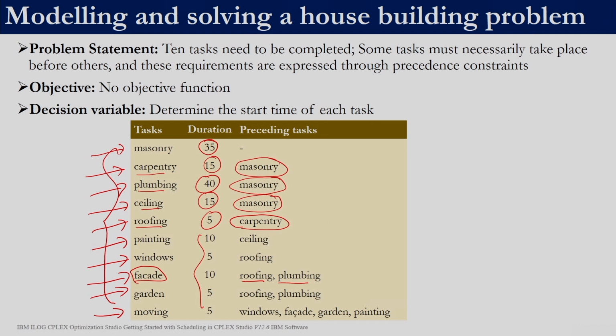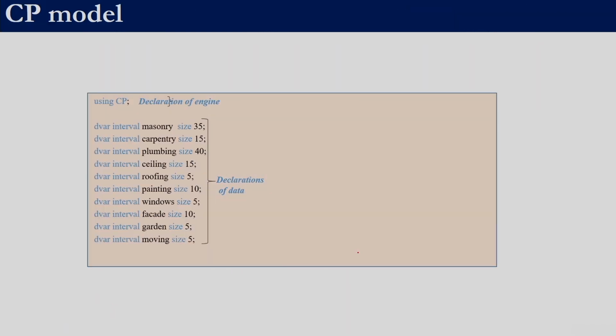So, the decision variable here is to determine the start time of each task. The decision over here is when to start a particular task such that these constraints are obeyed. Over here we will be using CP, and in IBM ILOG CPLEX Optimization Studio we have a decision variable, right. So, this dvar is a decision variable of the type interval.